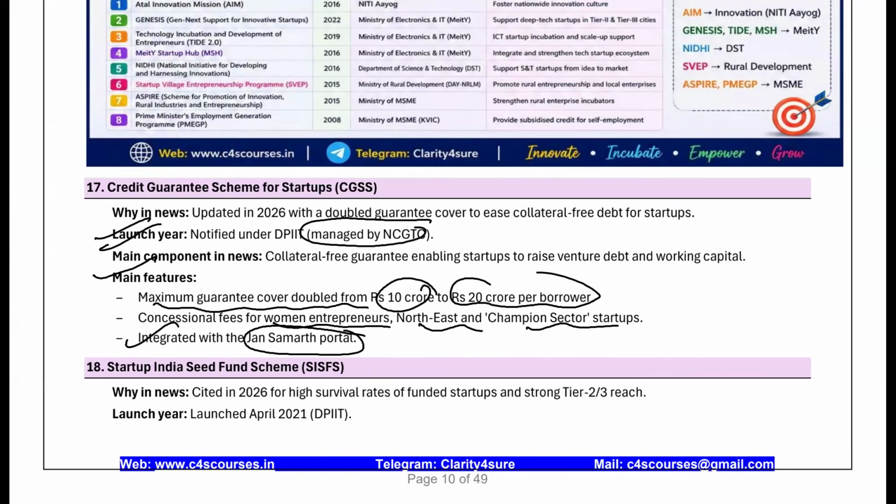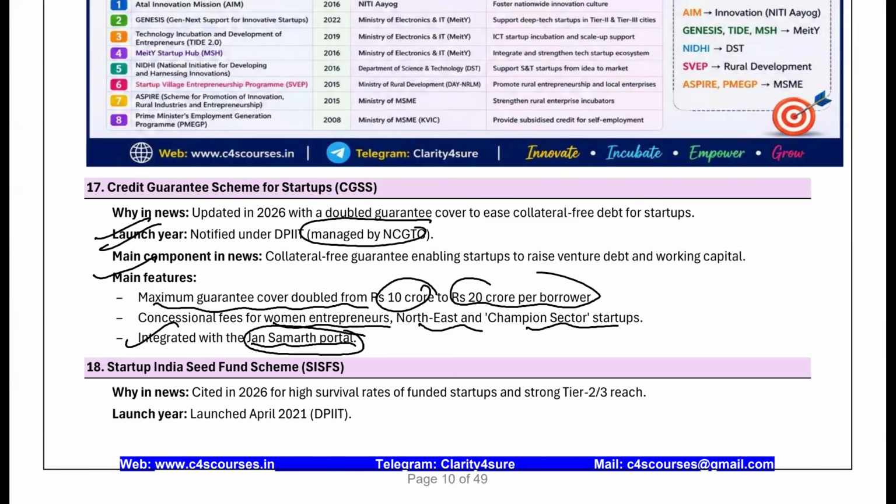इट इज क्रेडिट गारंटी फॉर स्टार्टअप. You are providing a credit guarantee. This scheme is providing a credit guarantee for startup. Credit guarantee cover has been increased from 10 crore से कितना कर दिया? 20 crore per borrower. Concessional fee for women entrepreneurship, Northeast and champion sector startups के लिए provide किया गया. और integrate किसके साथ कर दिया गया है? With Jan Samarth portal.